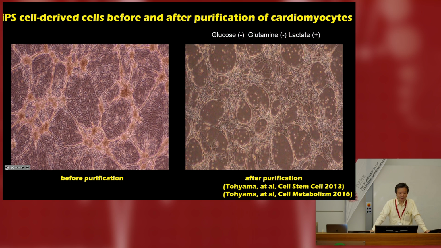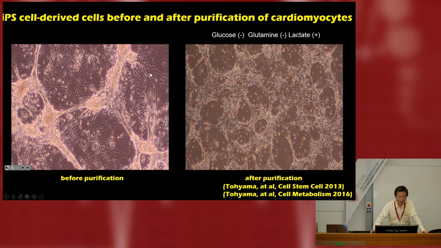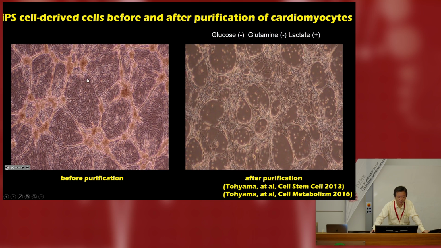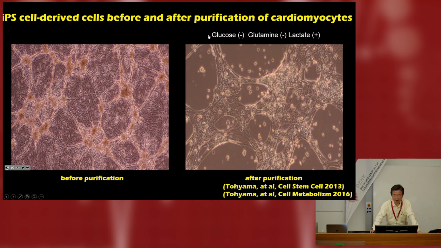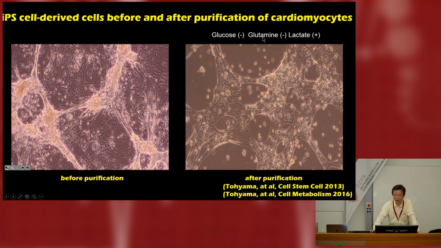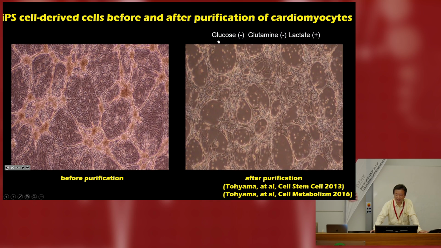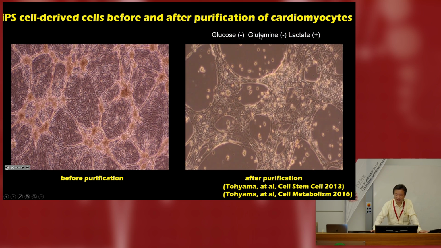This is iPS cell-derived cardiomyocyte before and after purification. As you can see in the left-hand panel, beating cells are cardiomyocyte, but there are also non-beating cells. These are residual iPS cell or non-myocyte. So if we change the medium into glucose-free, glutamine-free, and lactate-supplemented medium, only cardiomyocyte can survive and other types of cell disappear. We call this the lactate method and glutamine method.